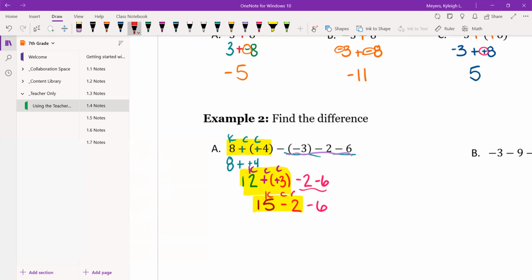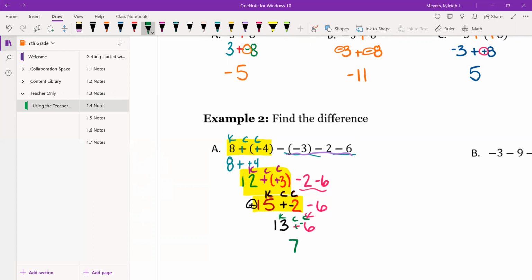Now we're looking here. Keep, change, change. So make this positive and negative. Opposite signs, subtract. What's 15 minus 2? 13. 15 is the bigger number. There's a positive, so we're going to leave 13 positive. And then we're going to bring down this -6. And now we do keep, change, change again, to make it plus a negative. Opposite sign, subtract. What's 13 minus 6? 13 minus 6 is 7.